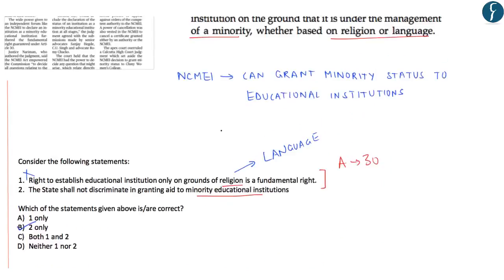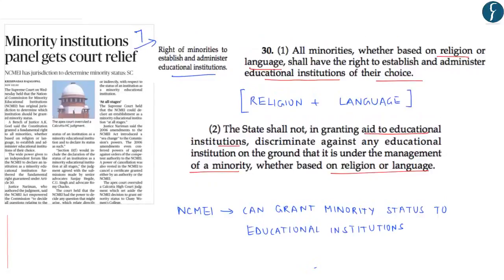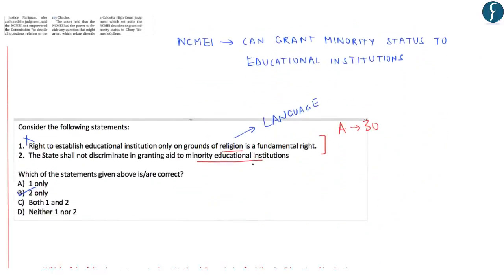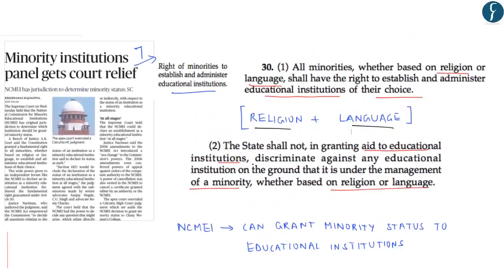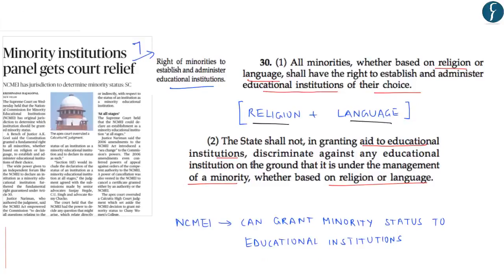So in this news, we saw with respect to minority institution felons get court relief regarding Article 30, that is right of minorities to establish and administer education institutions on grounds of religion and language, as well as about the National Commission for Minorities. Thus, this news becomes important from your prelims examination. Questions may be asked with respect to right of minorities to establish and administer educational institutions, since this is also one of the fundamental rights. With this, we come to an end to today's newspaper. Let's move on to the question for the day.